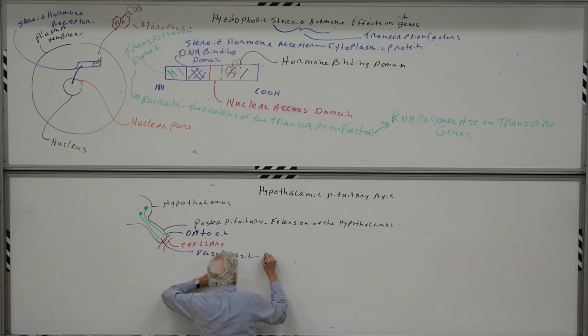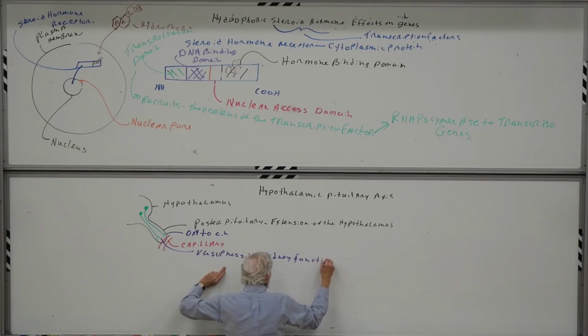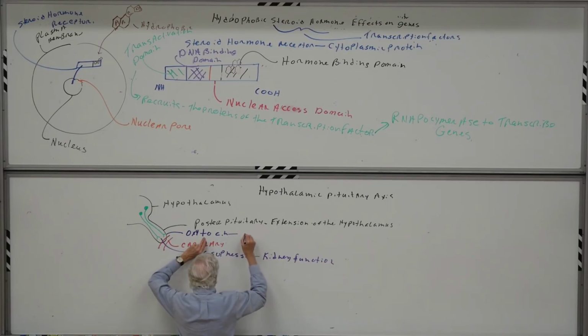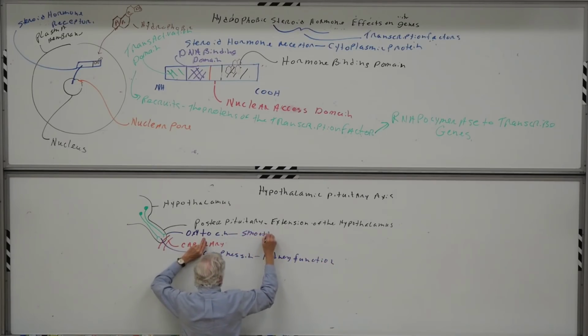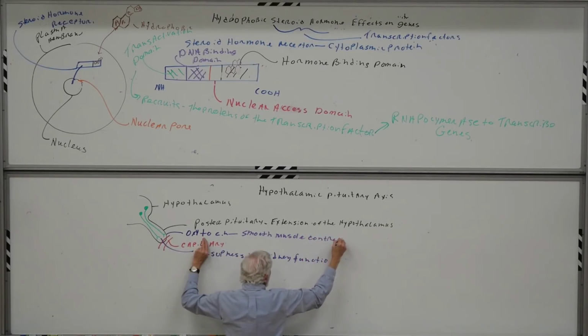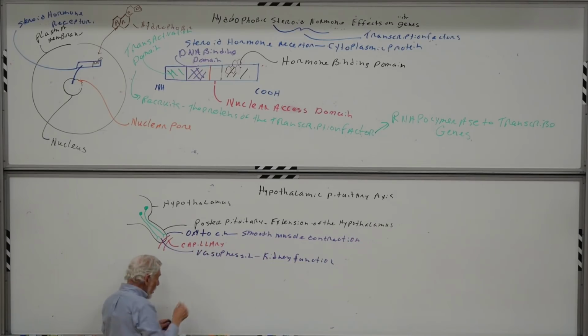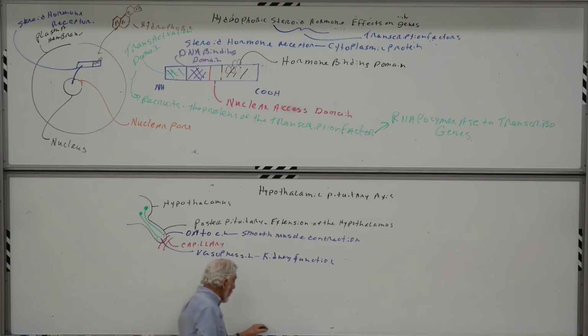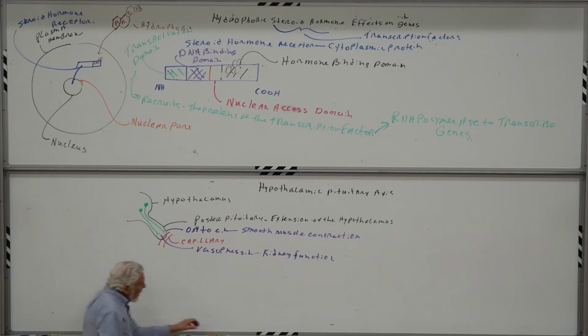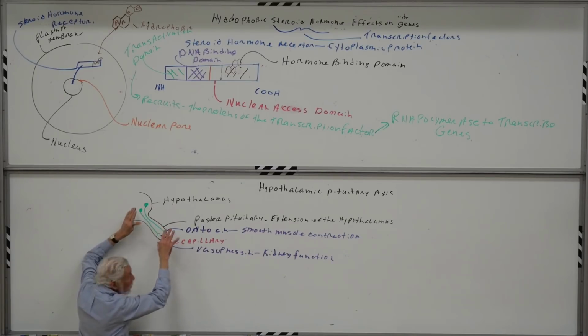Vasopressin is important for kidney function. And oxytocin is important for smooth muscle contraction. We'll run into these again when we talk about the kidneys. We'll run into oxytocin when Dr. Bauma is here talking about reproduction, because oxytocin is important in uterine muscle contractions. But that's all part of the brain. There's no question, but that's part of the brain.